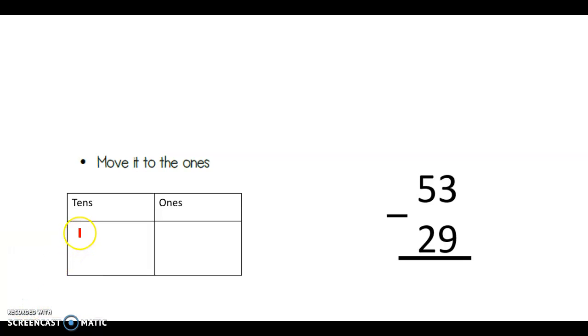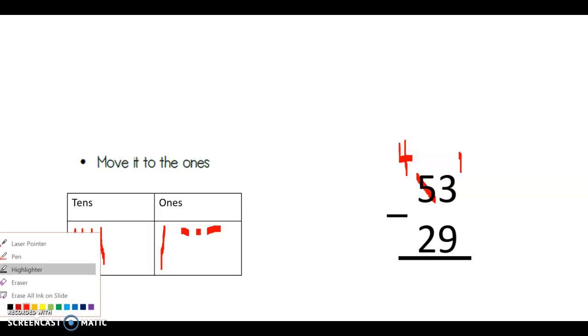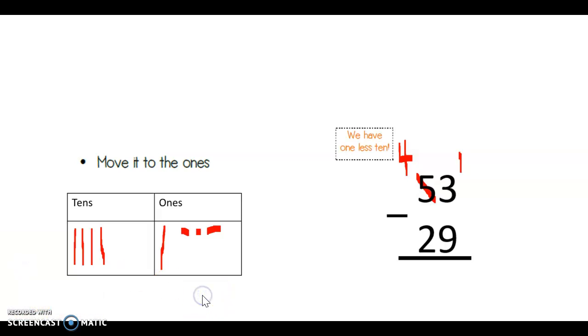So that will leave me with 4 tens here, because I'm moving one over to the ones place. So I have my 10 over here with the 3 ones that I already have right here. So we have 1 less ten, because 4 is 1 less than 5.